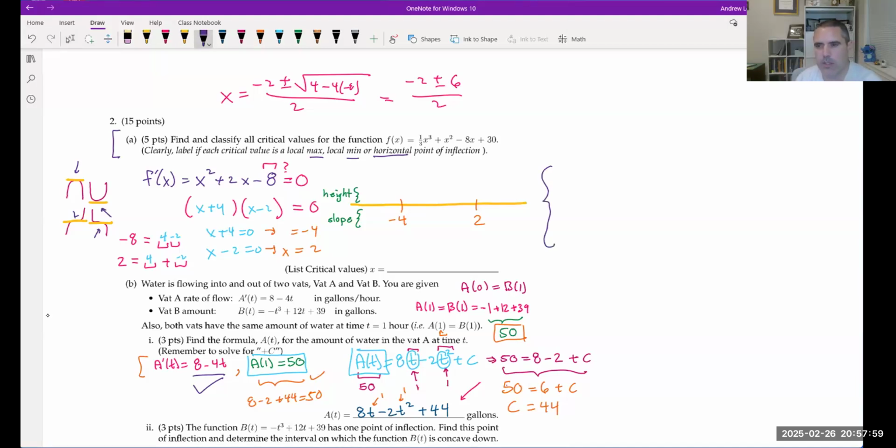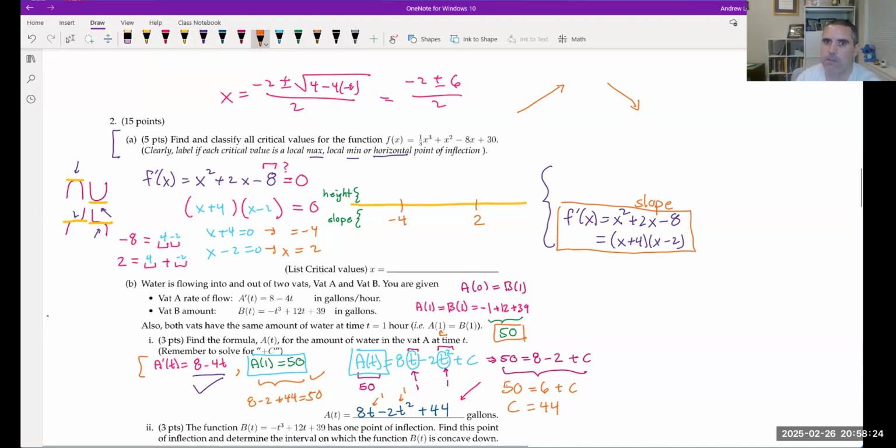So at this point, we know that the derivative is x squared plus 2x minus 8. We also know we can factor it. There's a certain reason I'm writing that. But both of these are going to be fine for what we're about to do. And we think of that as slope. If you have a positive slope, it means you're going uphill. And if you have a negative slope, it means you're going downhill.